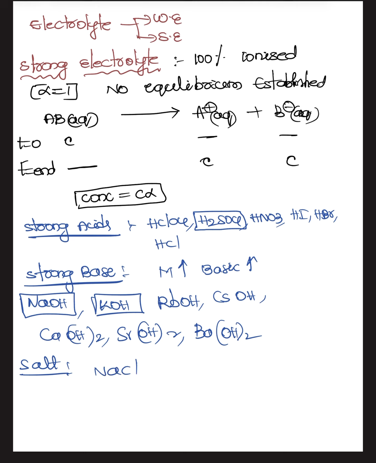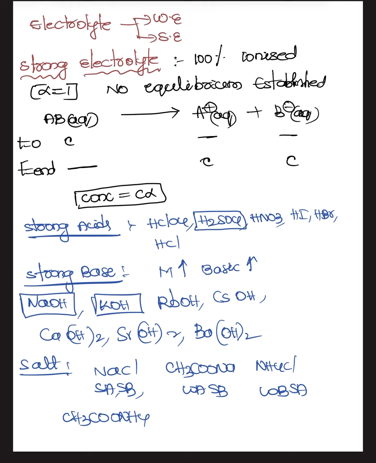Next, when it comes to the salt category, NaCl, which is formed by a strong acid and a strong base. Next one, CH3COONa, weak acid and strong base. NH4Cl, weak base and strong acid. Next one, CH3COONH4, weak acid and weak base. This is about the strong electrolyte.